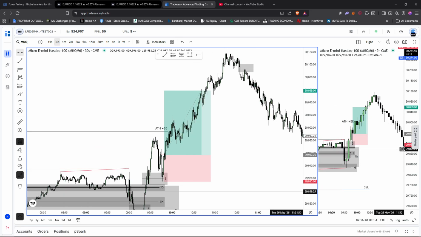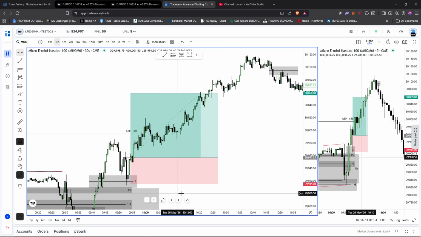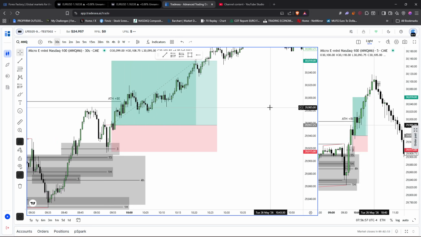Thank you so much, guys, for watching. It was a very simple trade. The continuation: the market came to the 3 minute gap, IFVG plus change in the state of delivery entry.